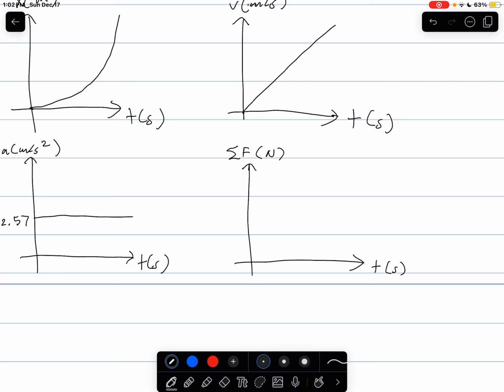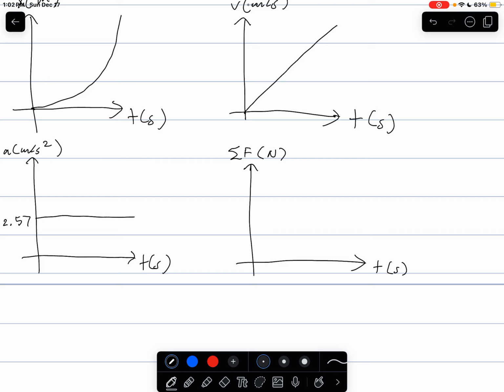And then, okay, so net force versus t, the graph for this one is going to look like a constant, because net force equals ma, and since m is constant and a is constant, that means net force is constant.